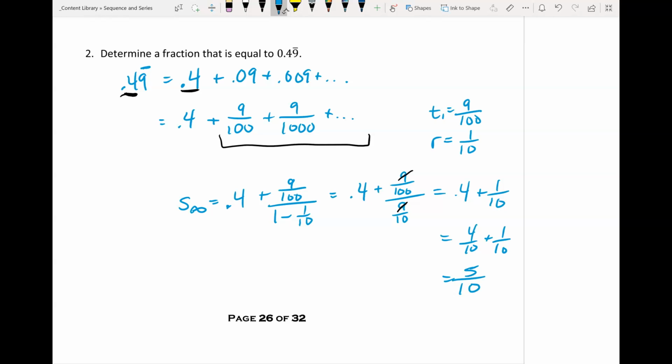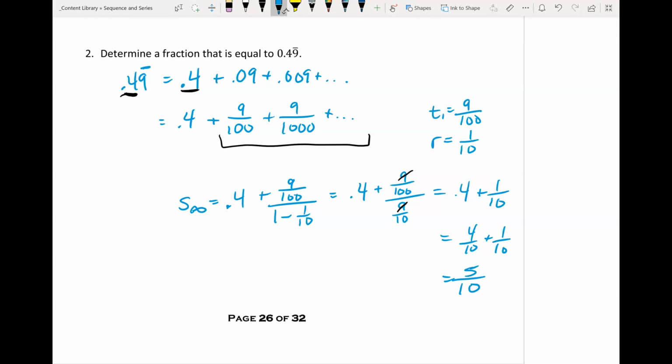So in this case, we couldn't really write a perfect fraction to express 0.49 repeating. The only way we could write a fraction that would be close enough to 0.49 repeating is 5 over 10, which kind of makes sense because 0.49 repeating is very close to 0.5.